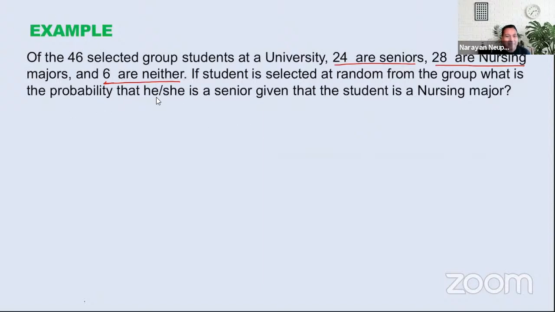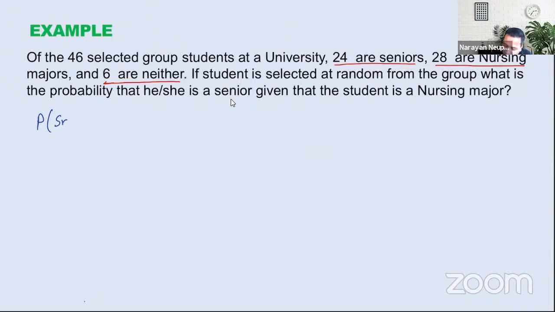Total is 46. Now, if a student is selected at random from the group of these 46 students, what is the probability that he or she is a senior? So let me write this: probability that he or she is a senior. Let me write SR for senior.